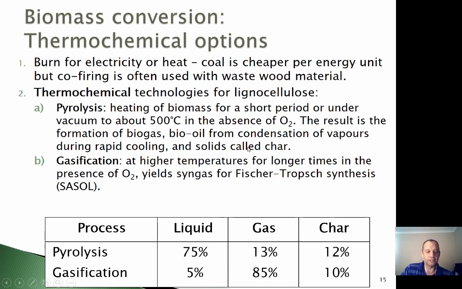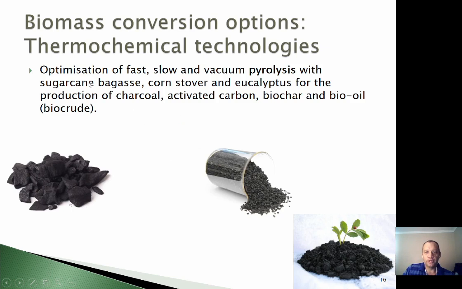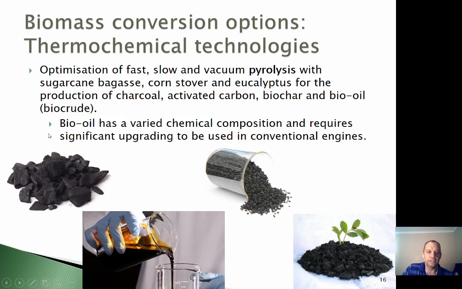So there's been a lot of work that we're not going to go into too much detail in on the optimization of different types of pyrolysis, so-called fast, slow, and vacuum pyrolysis, using different feedstocks such as sugarcane bagasse, corn stover, eucalyptus. And this has been for the production of charcoal, for the production of activated carbon, for biochar and bio-oil. So this biochar has been used quite successfully in fertilizers. It's quite useful. And the bio-oil has been used as well.